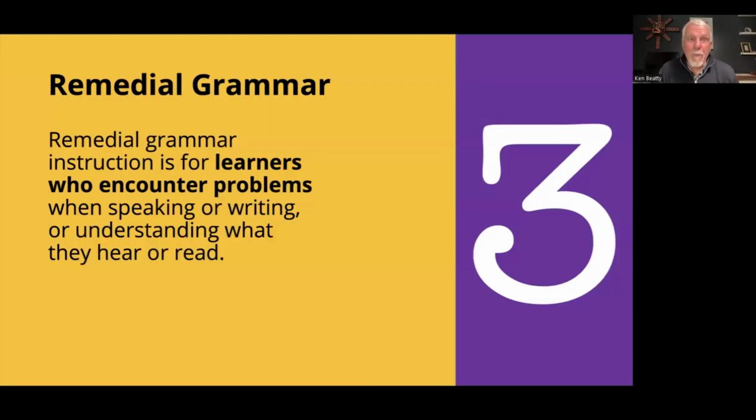Okay, number 3, remedial grammar. So remedial grammar instruction is for learners who encounter problems. It's like a roadblock. You get there and you say, which way do I go? What do I do? I was going along this road, but now a big stone is in the middle of it. Where should I go? What should I do? That's really the situation some students find themselves in. And when we offer remedial grammar, they cannot understand what they're reading or what they're writing or what they're hearing or speaking, right? They're not really sure about what's going on.